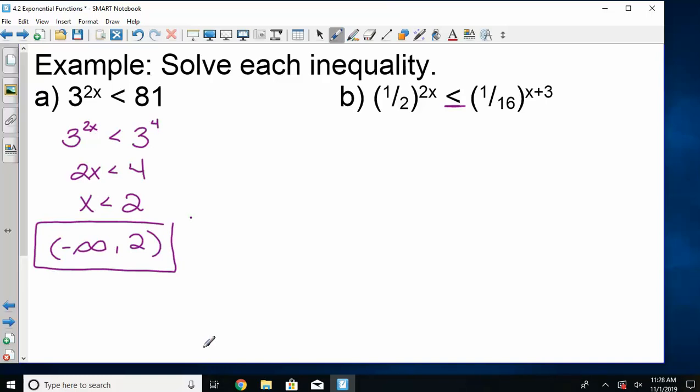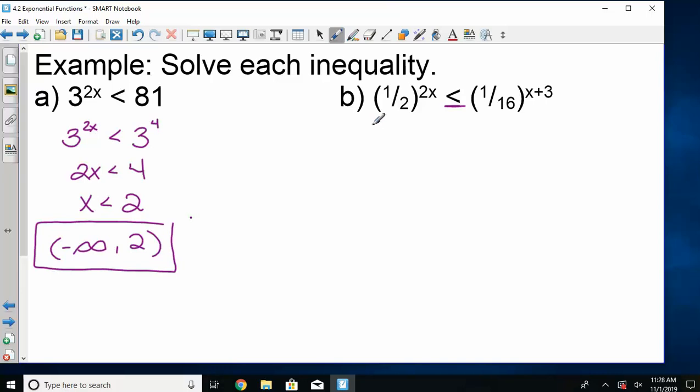So on this one, what would you use for your common base? We can take it to a 2 if we wanted, or we could deal with the 1/2, can't we? Let's deal with the 1/2. I just want to practice that and make sure we're okay with it.